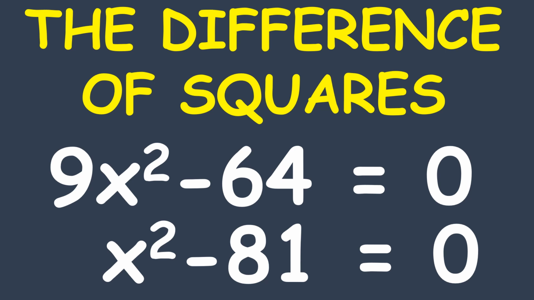Today we'll be looking at the difference of squares. 9x squared minus 64 is equal to 0, and x squared minus 81 is equal to 0.